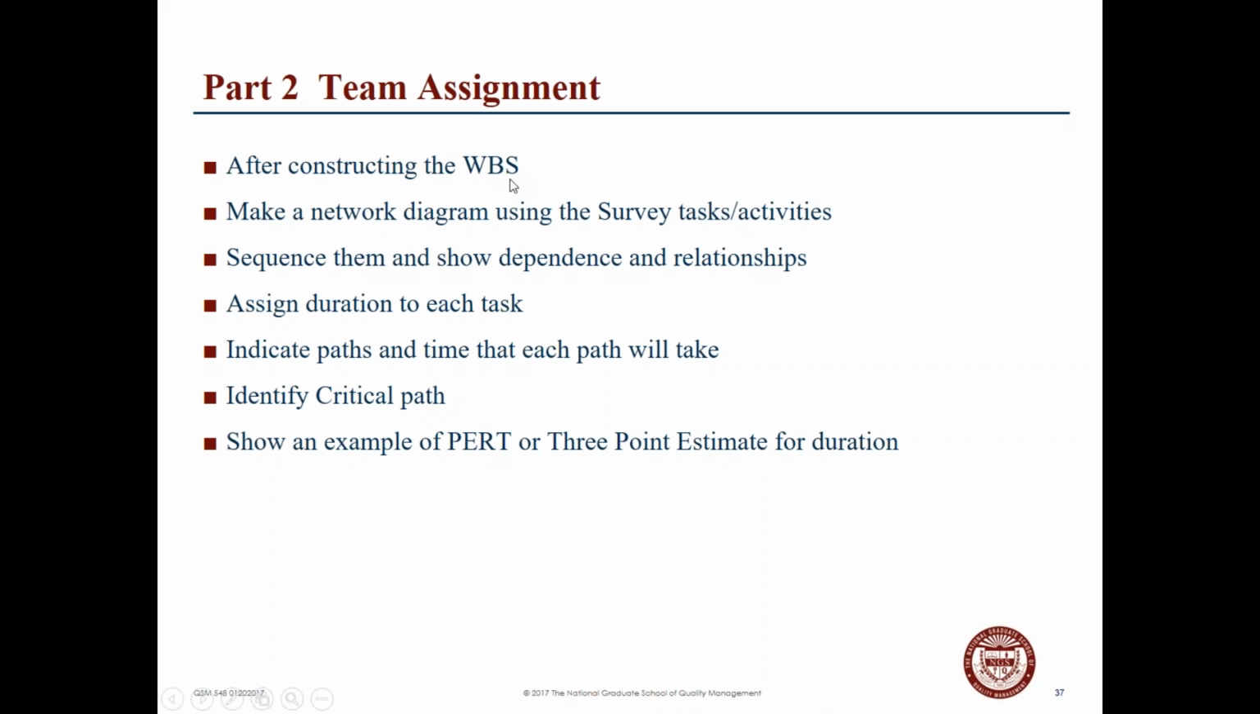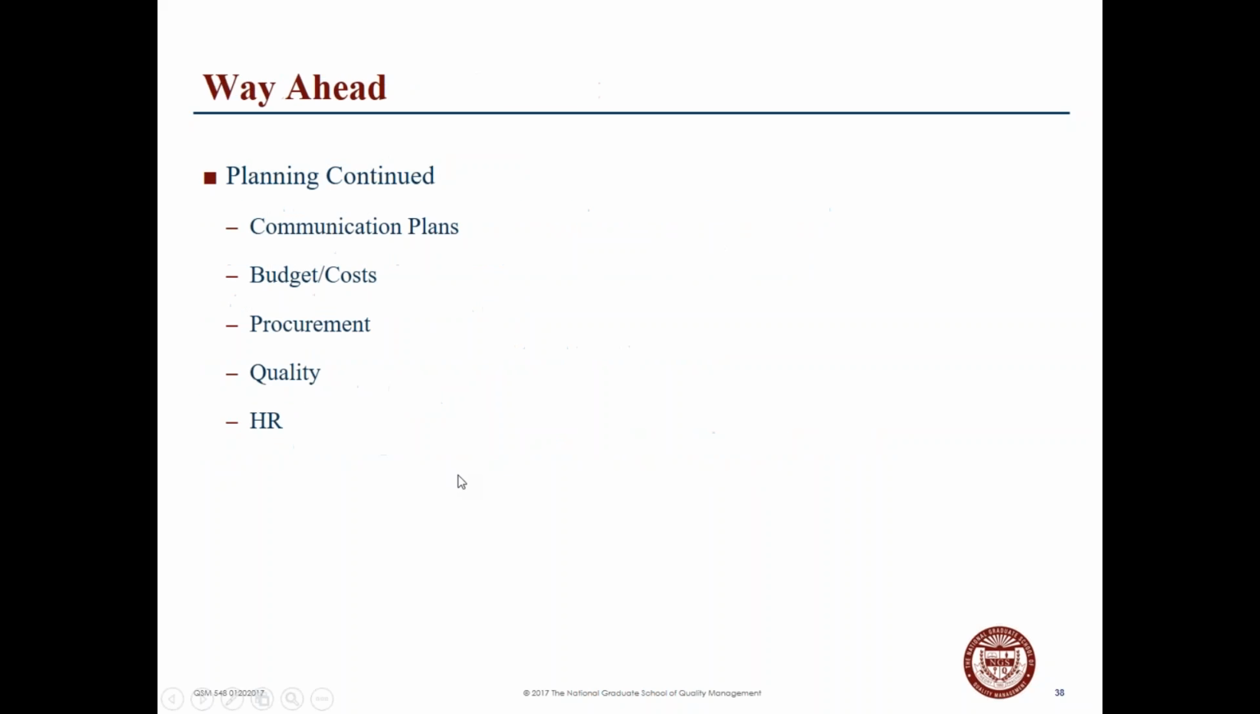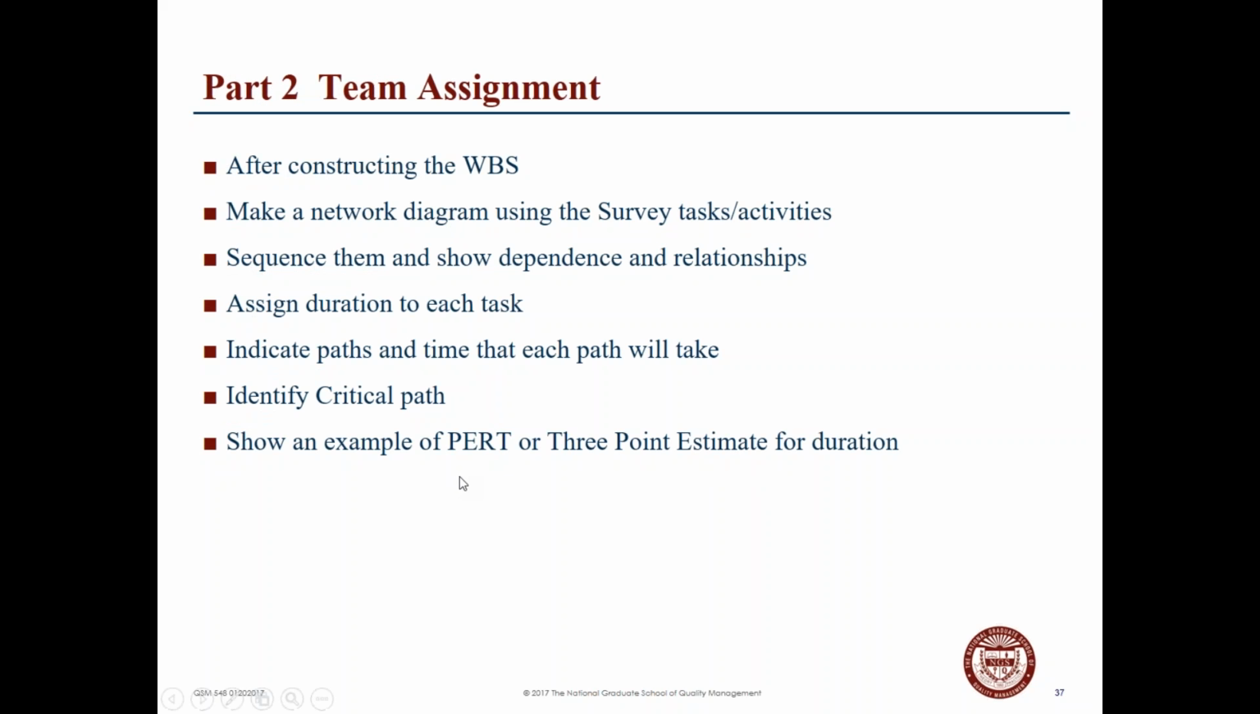So part 2 of the assignment. After constructing the work breakdown structure, make a network diagram using the survey tasks and activities. Sequence them, show the dependencies and the relationships they have, and assign a duration for each task. Then you want to indicate the paths and the time that each will take, and then identify the critical path based on that. And then use either the PERT or the 3-point estimation for the duration. Okay?